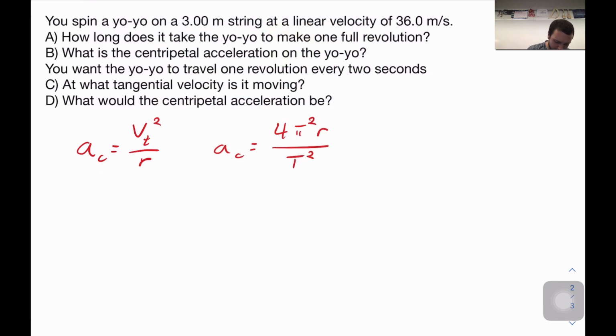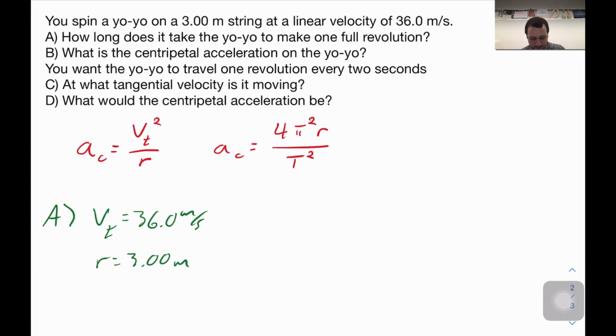So in part A, how long does it take the yo-yo to make 1 full revolution? What would we be looking at here? How long? So we're looking for the period of revolution. Given our velocity of 36 meters per second, and also given that the string is 3 meters long, our radius is going to be 3 meters.